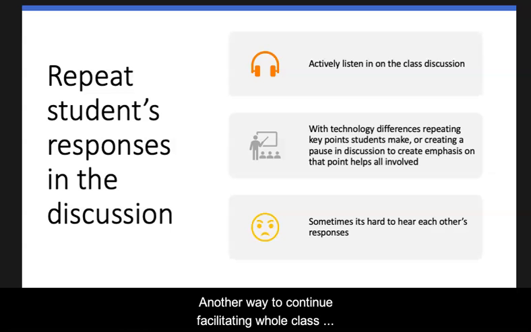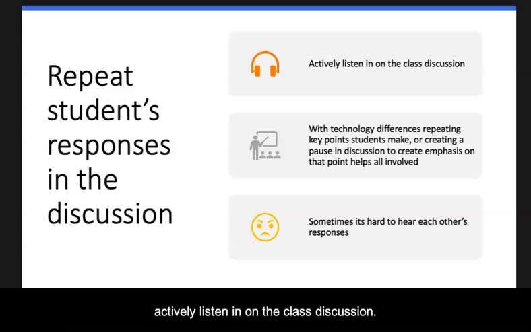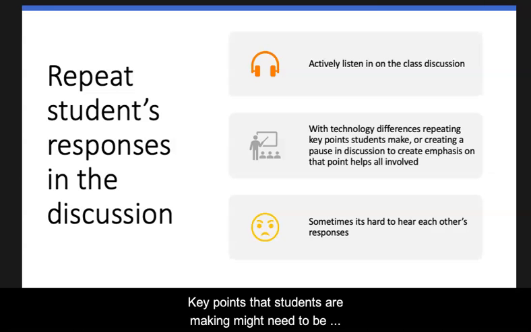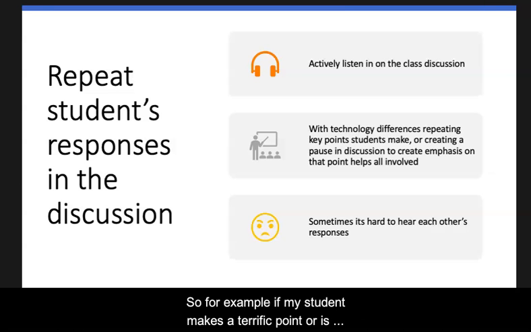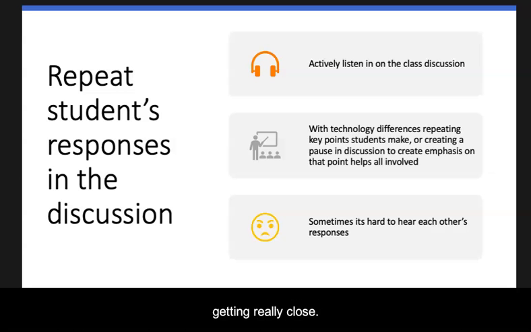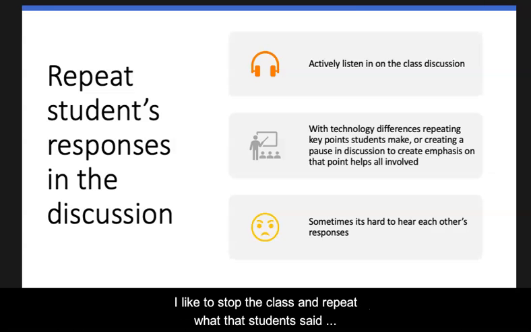Another way to continue facilitating whole class discussion is to repeat student responses in the discussion. Actively listen in on the class discussion. With technology differences over Zoom, key points that students are making might need to be repeated. This also allows you to create a pause in discussion to create emphasis on that point. So for example, if my student makes a terrific point or is getting really close to putting a couple concepts together, I like to stop the class and repeat what that student said and be very encouraging.